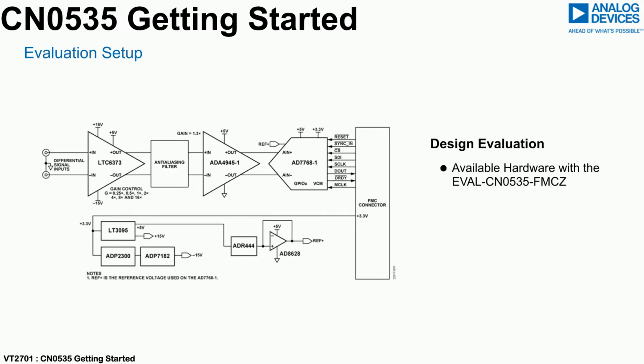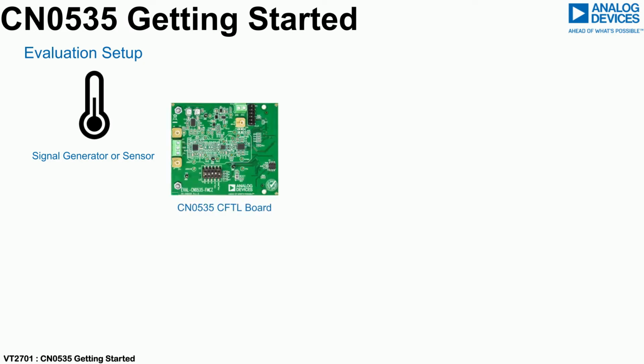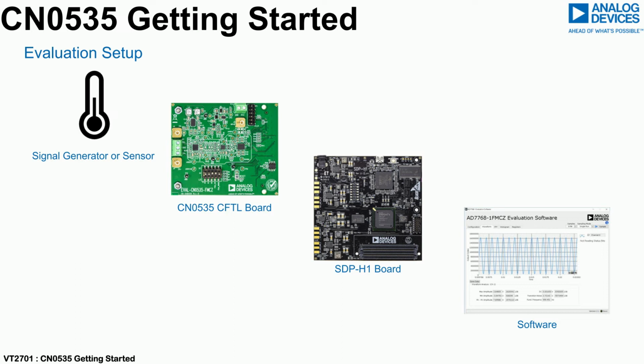CN0535 has available hardware and software that can be used to quickly evaluate the reference design. Here are the items needed for your setup. You will need a signal source or your sensor as the input signal, the CN0535 evaluation board, and the SDP-H1 as your capture board. You will also need to install the AD7768-1 evaluation software on your Windows PC.